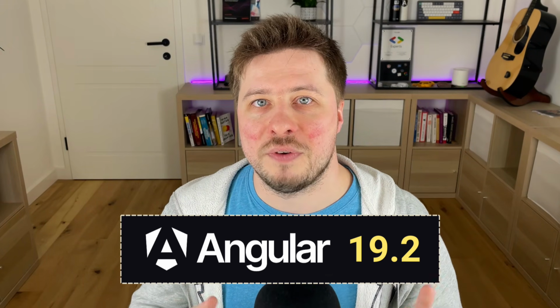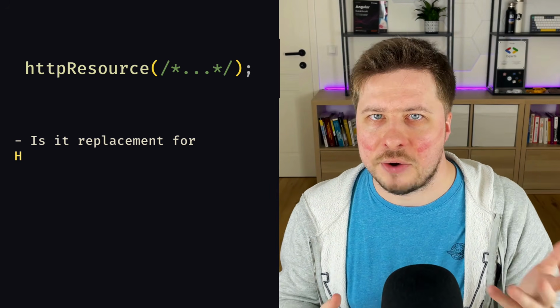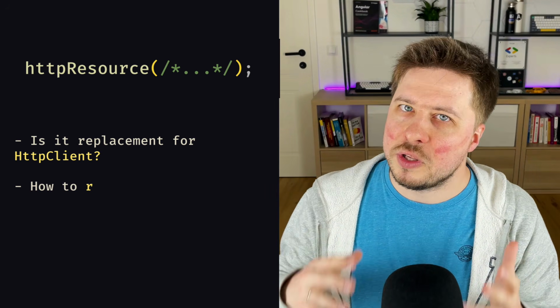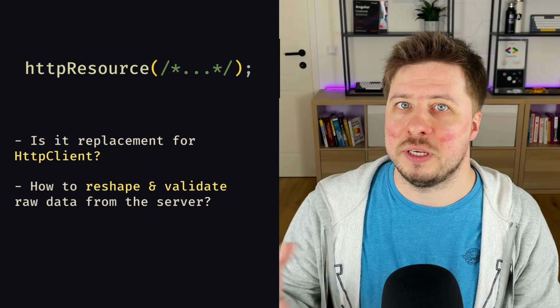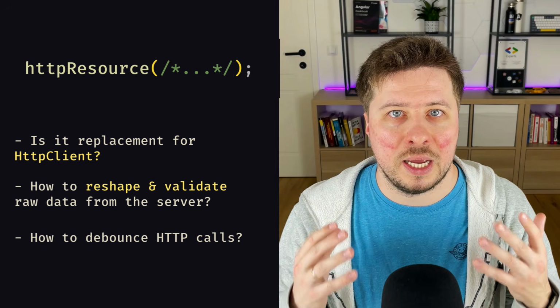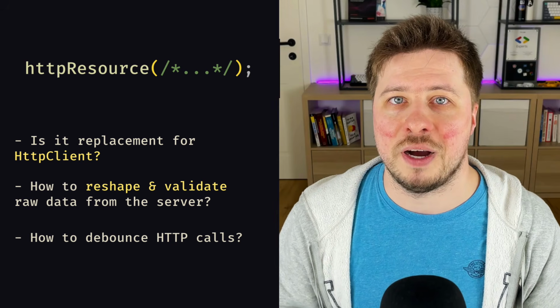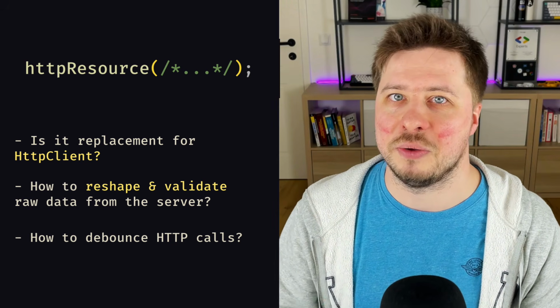Hi. The story with the resource API in Angular has received its logical continuation, and already in Angular 19.2 we've got a new type of resource that is designed specifically for fetching data from the server, and it is called HttpResource. Is it a replacement for the currently existing HttpClient? How to transform or reshape the data that we receive from the server, or how to debounce HTTP calls when you use the HttpResource? Answers to these and many other questions you will find in this ultimate video guide about HttpResource.